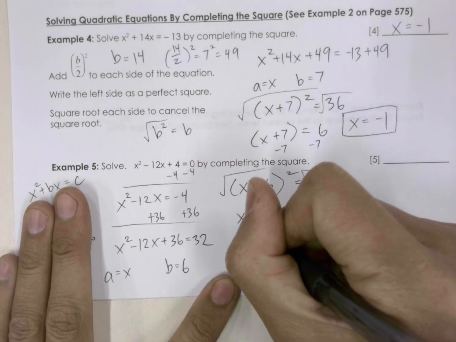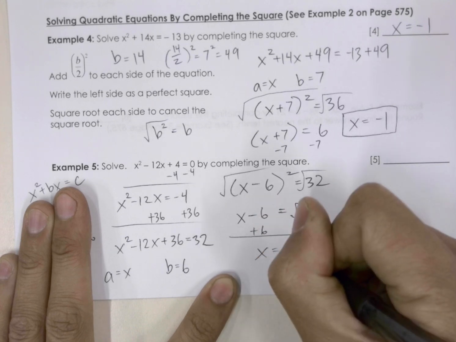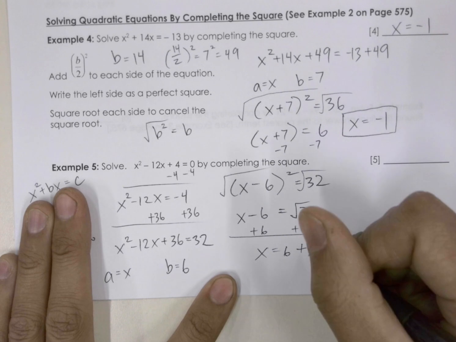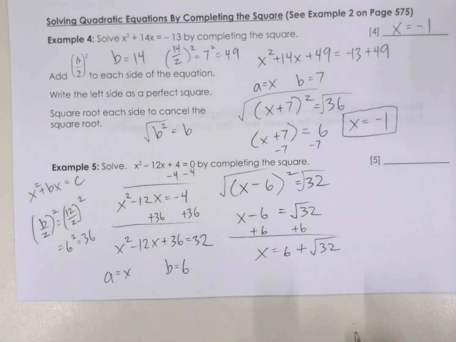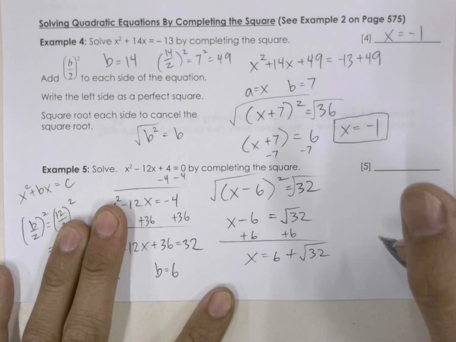So we're going to solve for x. We're going to add 6 to both sides, so we get x is equal to 6 plus the square root of 32. And now let's go ahead and reduce this square root to make it a little bit more manageable. So how do we do that?